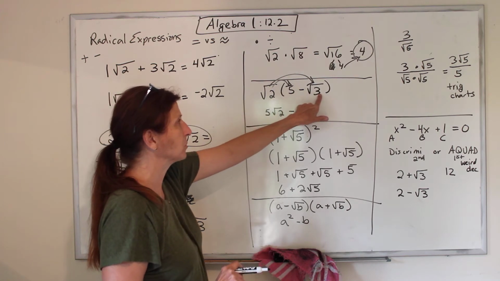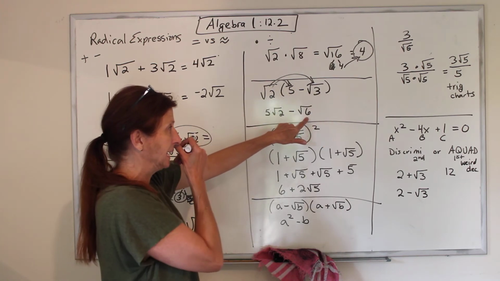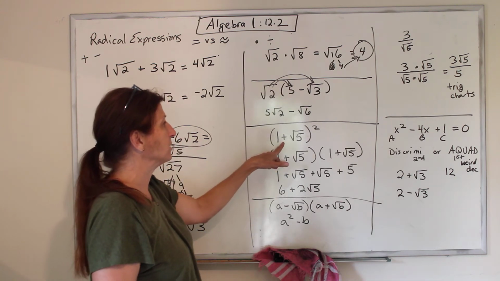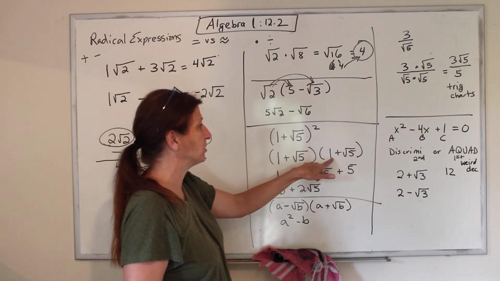Square root of 2 times square root of 3 is square root of 6. And that's all you do. We're done there. What about this one, this squared? Well, that means there's 2 of them.